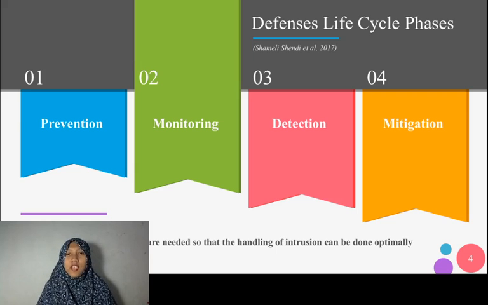And the intrusion data previously from IDCRT is the result of a detection process, which needs a response to mitigate it and reduce the threat. So we need to respond to the intrusion that occurs. However, with this large amount of intrusion, response recommendations are needed so that the handling response can be done optimally.